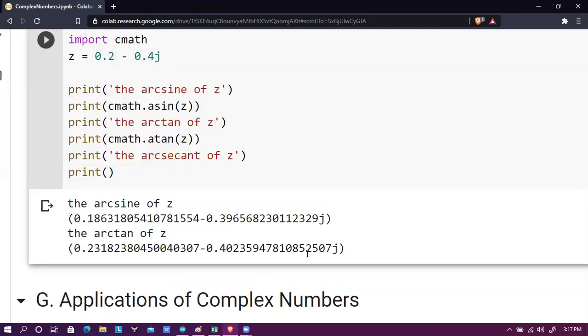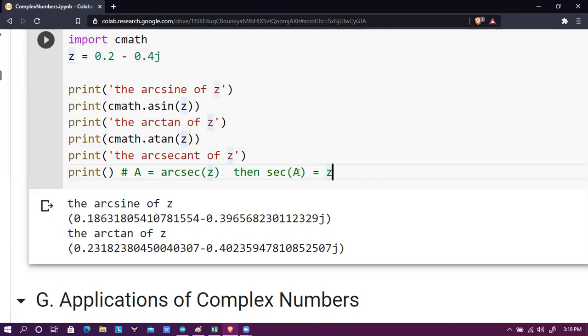Take note, secant is just 1 over cosine. Since this is the arc secant of z, we need to manipulate z. I will be putting my comment here. If I let a equal the arc secant of z, then if I transfer arc secant to the other side of the equation, it becomes secant. So secant of a is now equal to z.